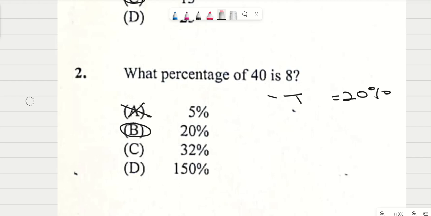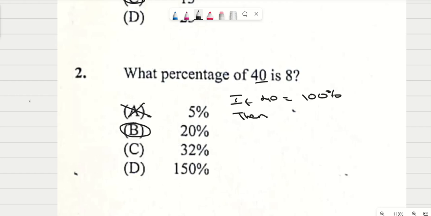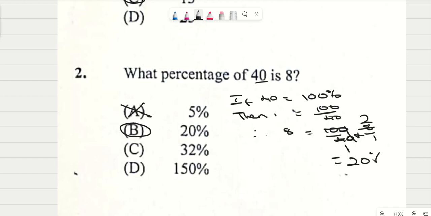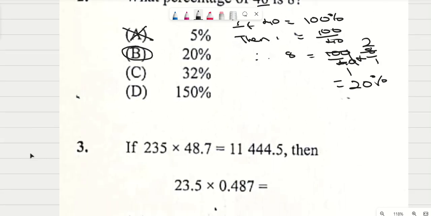Or you could have done if, then, and therefore, where we know 40 is your total. So if 40 is equal to 100%, then 1 is equal to 100 divided by 40. Therefore, 8 is equal to 100 divided by 40 multiplied by 8 over 1. Cross out the zeros. 4 into 4, 1. 4 into 8, 2. 10 times 2 is 20. So we have 20%. All right, that is the next way.